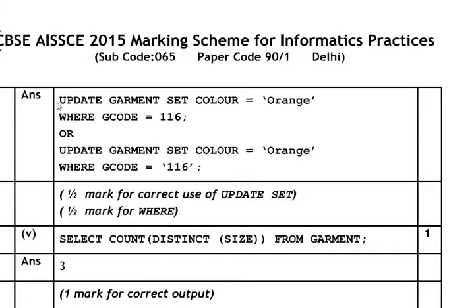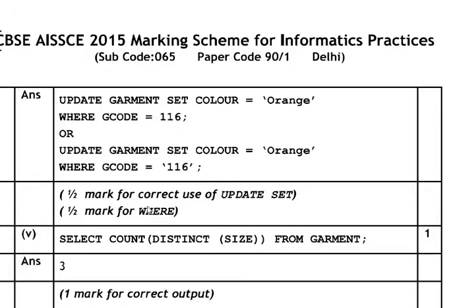Okay, so now you can see UPDATE garment SET color = 'orange' WHERE code = 116. Or you can use UPDATE garment SET color = 'orange' WHERE G code = single quotes. You can see half marks for the correct use of UPDATE up to SET, and then half marks for the WHERE clause. So you have noticed almost every time the query is divided into two, and every time if you use a WHERE correctly you get half marks.